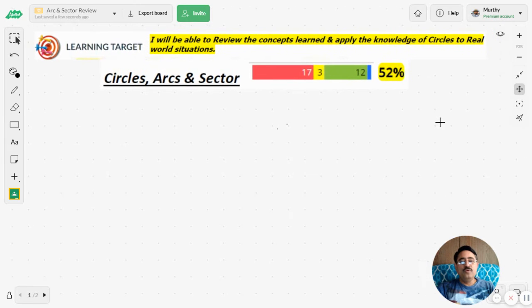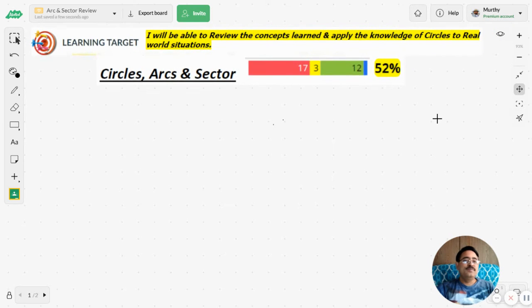I'm going to review the concepts of finding the length of arc of a circle and finding the area of sectors. That one we will apply to real world scenarios.